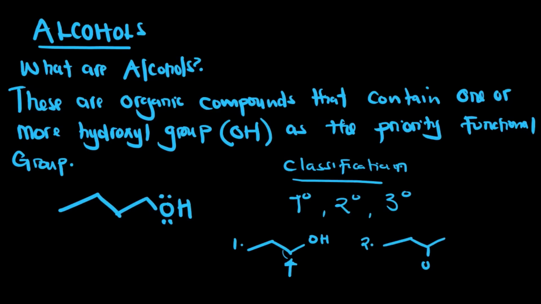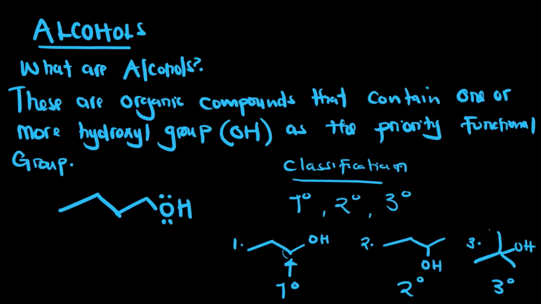This alcohol here is a secondary alcohol. Why? Because the OH is attached to a secondary carbon. But when you have this group here, this is a tertiary alcohol. Why? Because the OH is attached to a tertiary carbon. So this is a secondary, and then this is a primary alcohol.